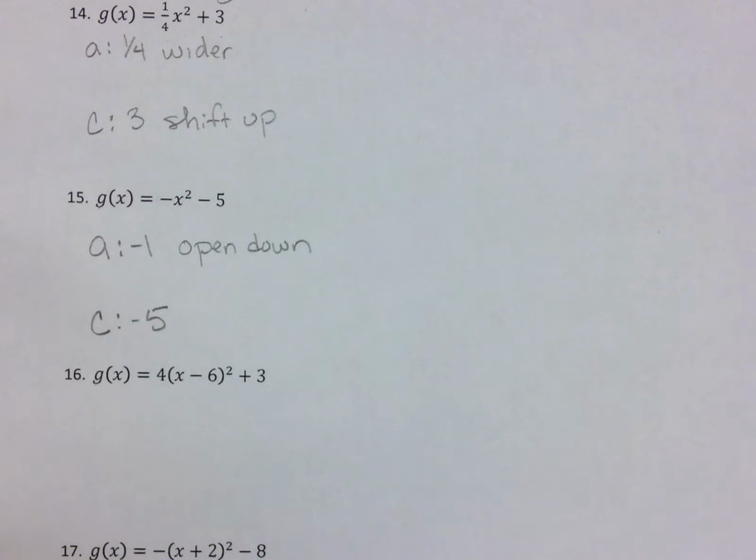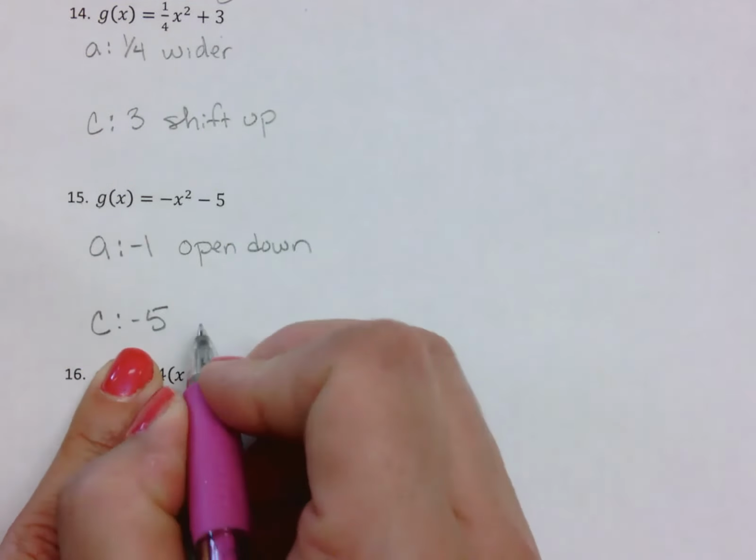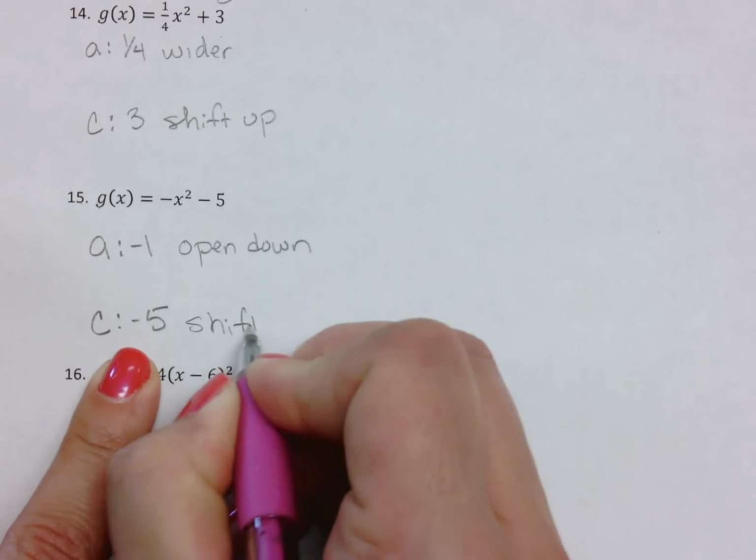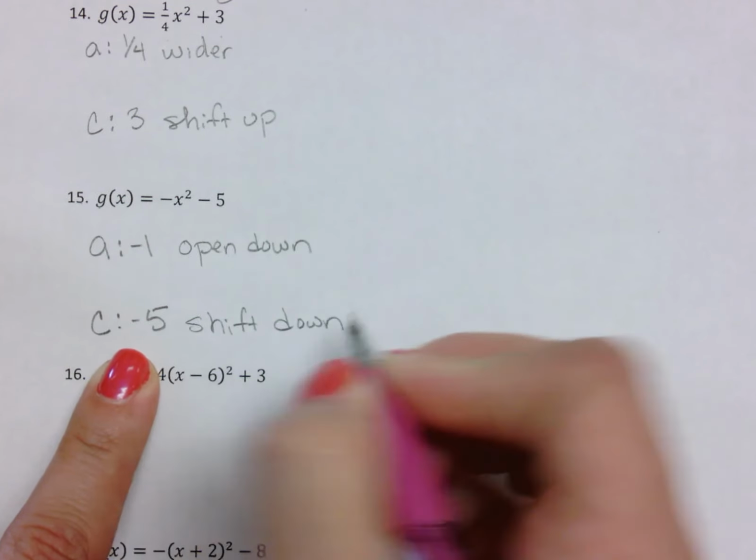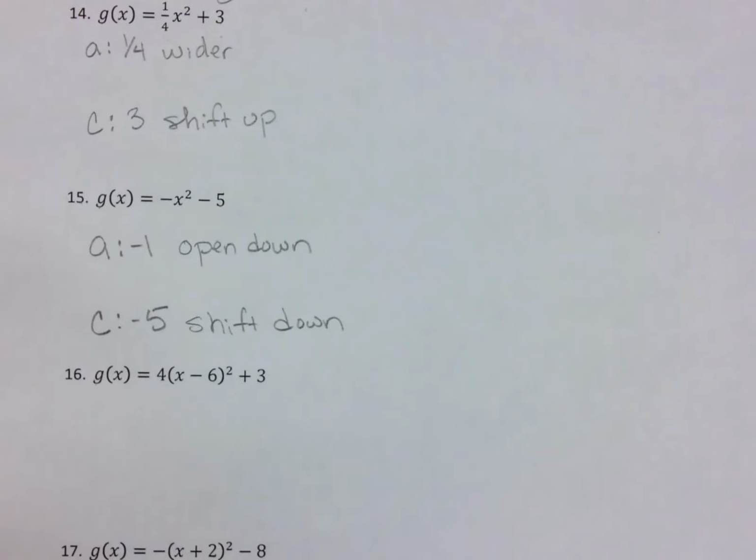Our c number, however, is a -5 this time, and since it is a negative number, that means our graph will shift downward. So it's going to open down and it's going to move further down on the coordinate plane.